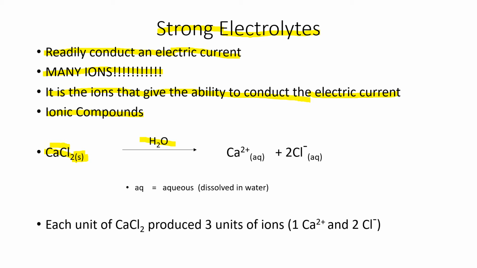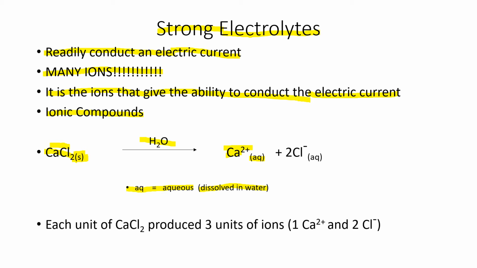But when it dissolves, it does not dissolve in whole units with the calcium and the chlorides together. Instead, water comes in and surrounds each and every individual ion. So what you're really going to have are calcium ions. Now we have a simplified way of describing what we have, the aq. That aq stands for aqueous, and that just means dissolved in water. Calcium ions are going to be dissolved in the water.